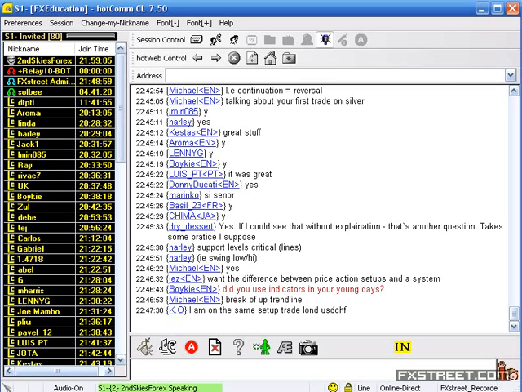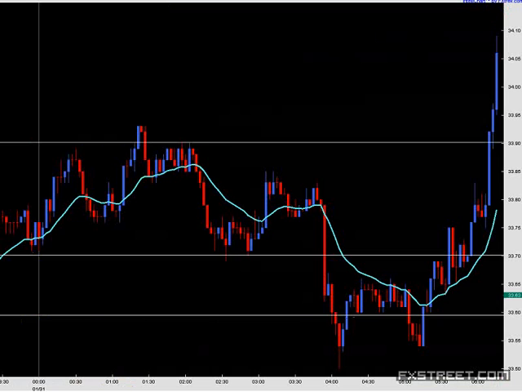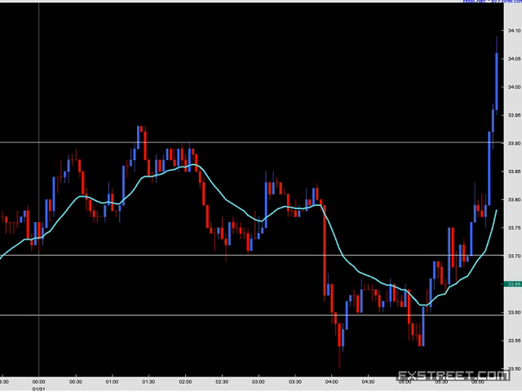A system has... it depends on the nature of a system. It could be a discretionary system, which means it has some rules to enter and exit a trade, but then some of the variables are ambiguous or discretionary. It can be completely black box.